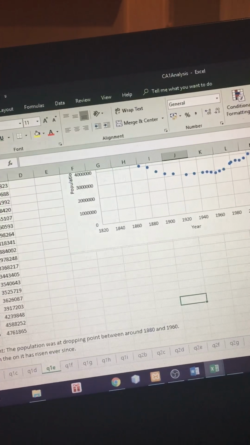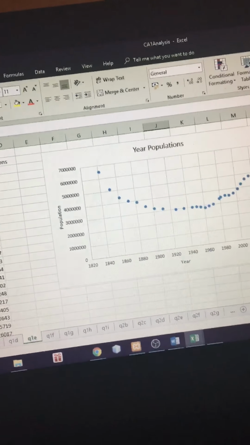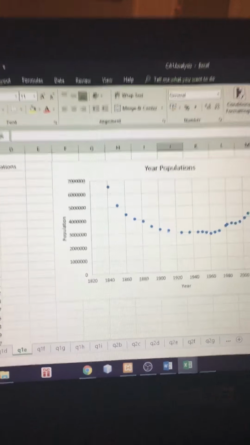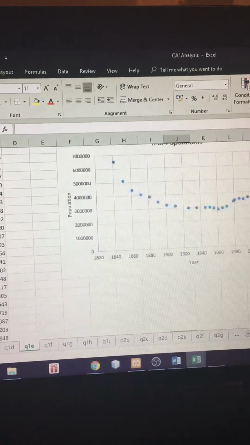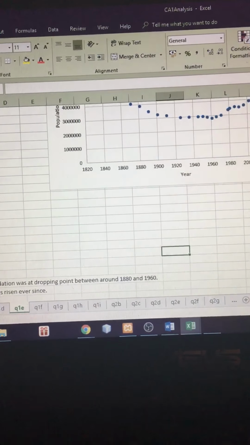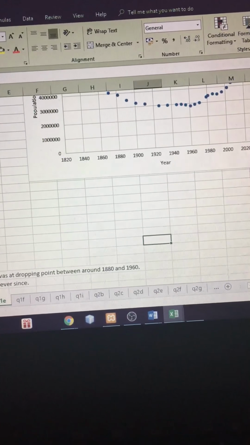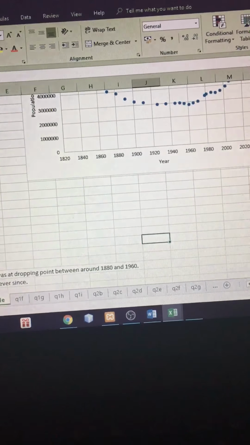It was to graph the population for Ireland for each census year from 1841, and to comment on whether it is rising or falling. My comment was that the population was at a dropping point between around 1880 to 1960, but from then on it has risen ever since. Then that's the answer to question 1F.